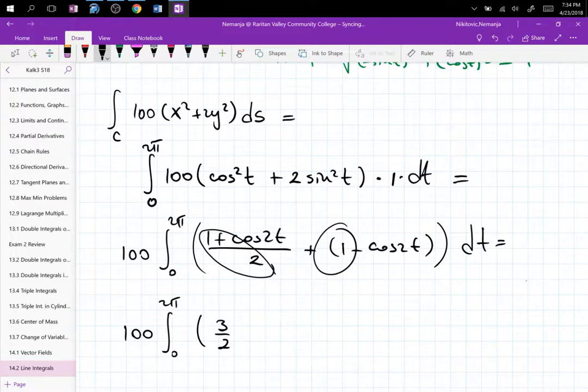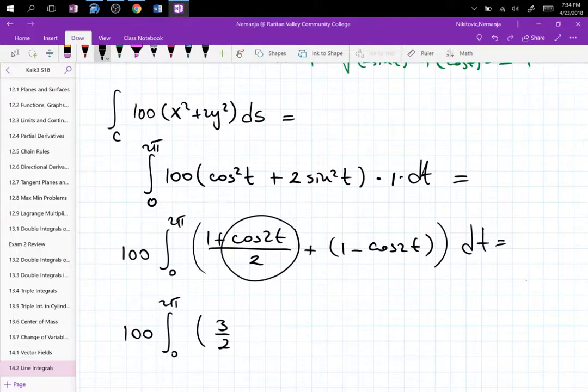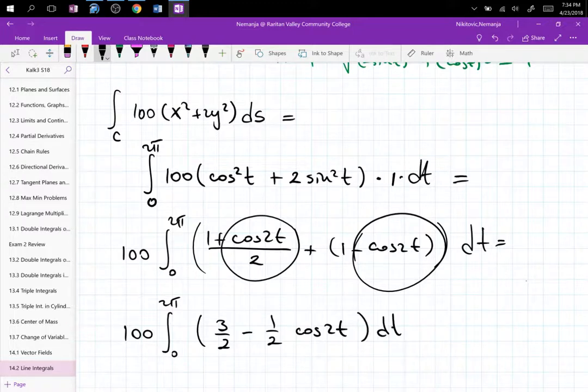Are we bueno on that? Good. And then I see half of cosine 2t minus the whole cosine 2t. So that better be negative 1/2 cosine 2t, everything dt. So again, I see a half of cosine 2t minus the whole cosine of 2t. So half minus 1 is negative 1/2. Good.